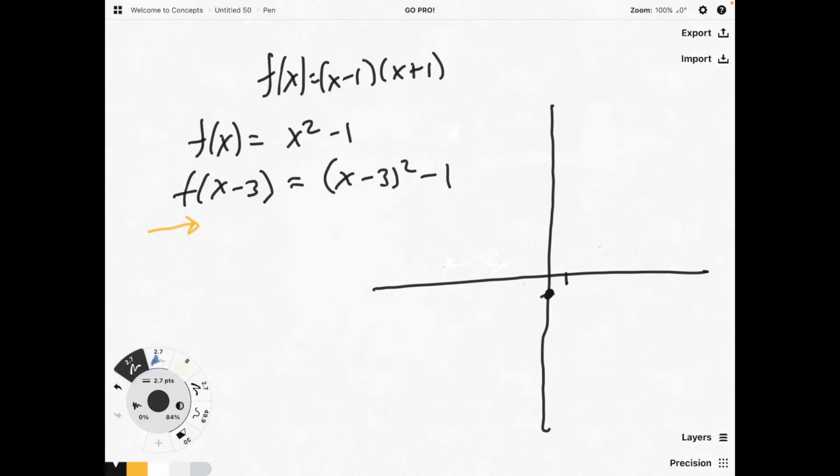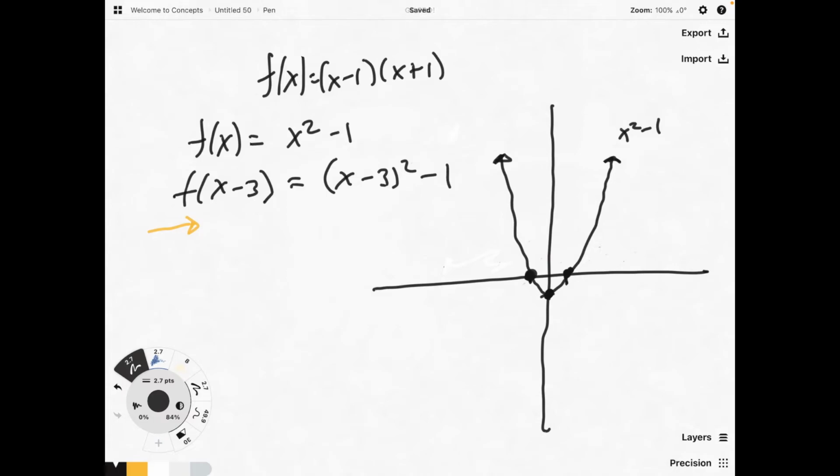If we plug in the value of 1, then we're going to get 0. If we plug in a value of -1, we're also going to get 0. So we will connect these points, and this is the graph to x squared minus 1.